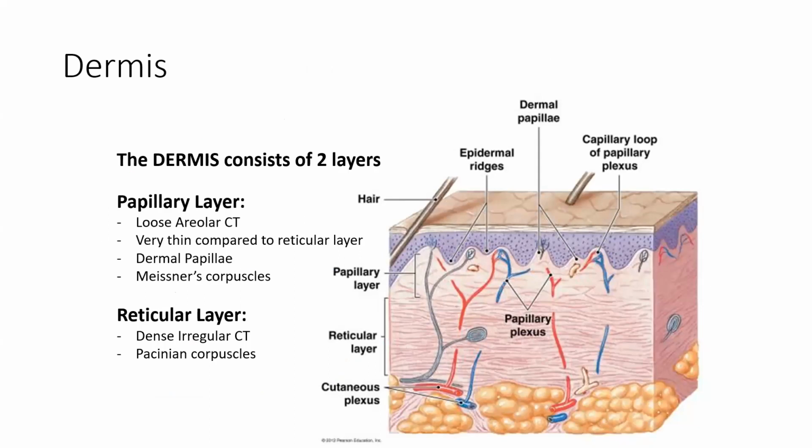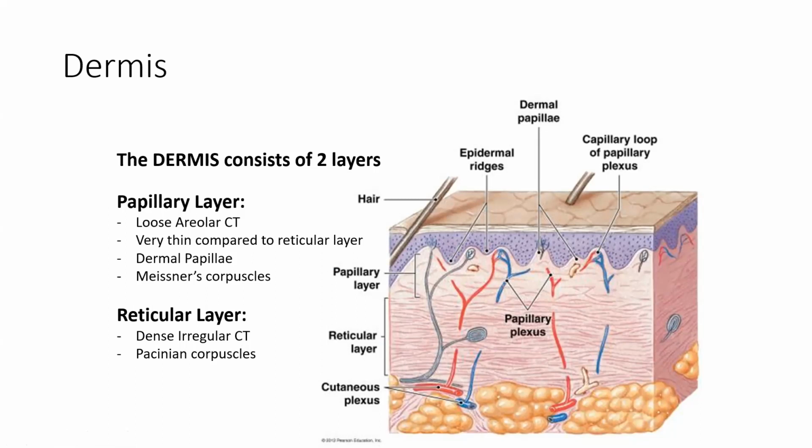That brings us to the 2 layers of the dermis. So from superficial to deep, there's the papillary layer and the reticular layer. The papillary layer is known to have loose areolar connective tissue, which we have seen an example of in a separate video focused on connective tissue, whereas the reticular layer is known to have dense irregular connective tissue.